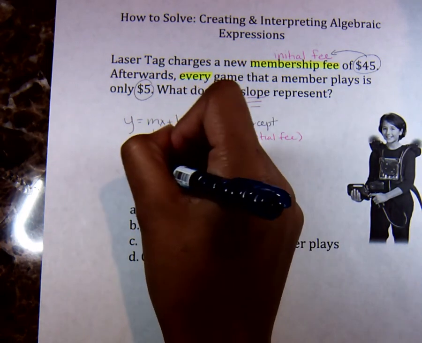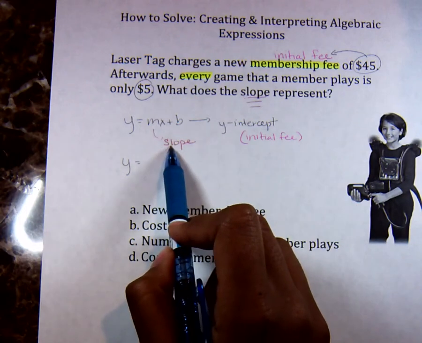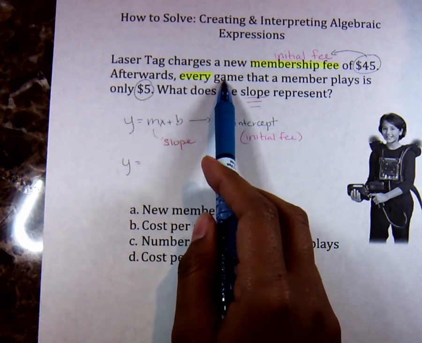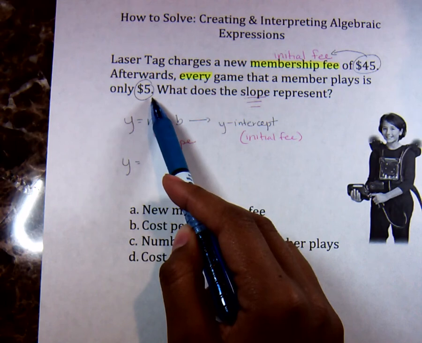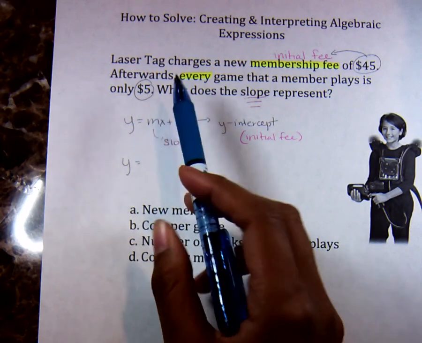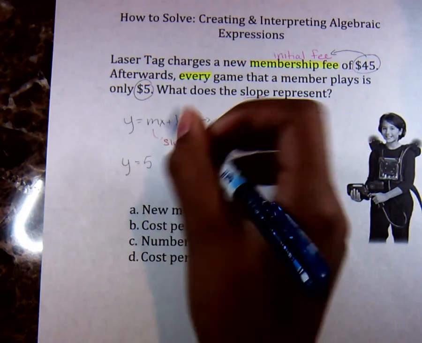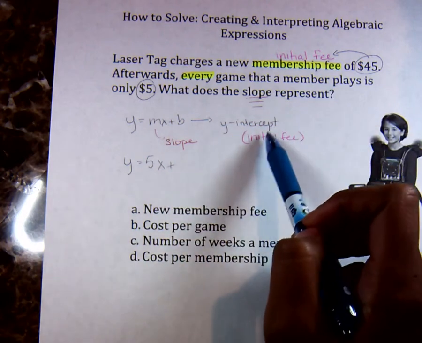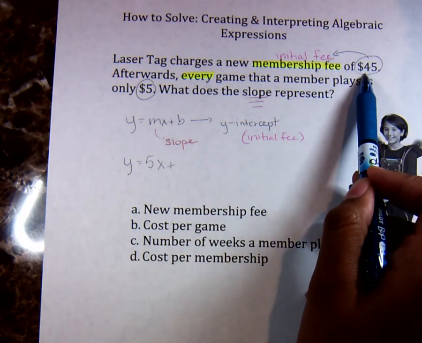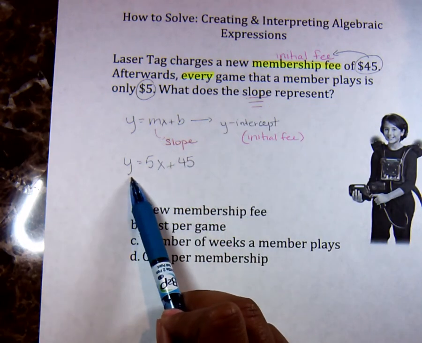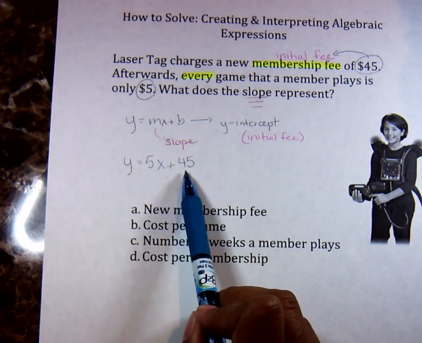So I have y equals. Now slope is your rate of change. That is why I highlighted every, because I know that for every game it's going to charge me $5. So if I want to play one game, I'm charged $5. If I want to play 2 games, I'm charged $10. So where I see m, I'm going to place the 5. And then I know that my x has to stay the same. Plus, as we already noted, the initial fee or the membership fee is $45. Now, I have as my equation y equals 5x plus 45.